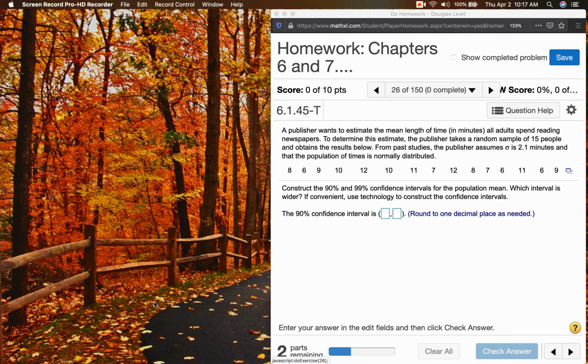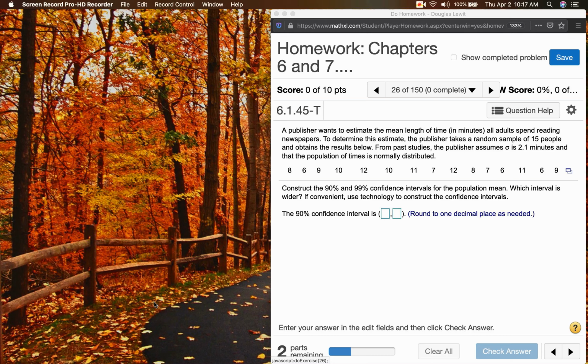I'm looking at problem 26 in your most recent homework assignment. A publisher wants to estimate the mean length of time in minutes all adults spend reading newspapers. To determine this estimate, the publisher takes a random sample of 15 people and obtains the results below.